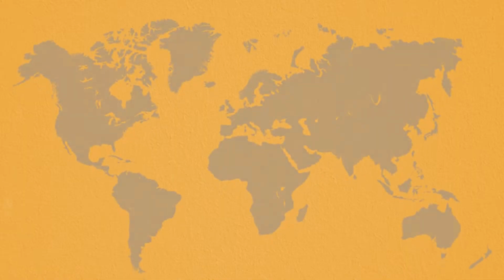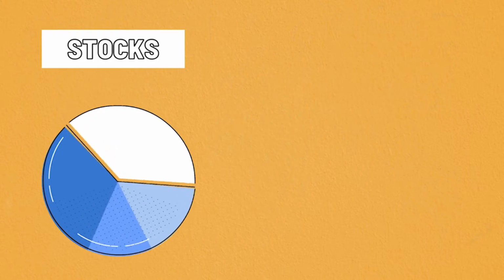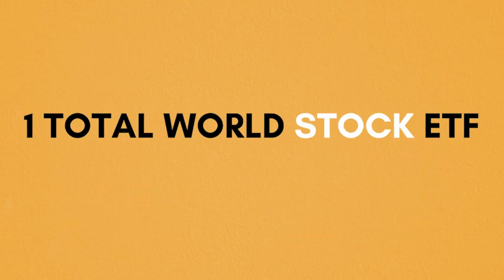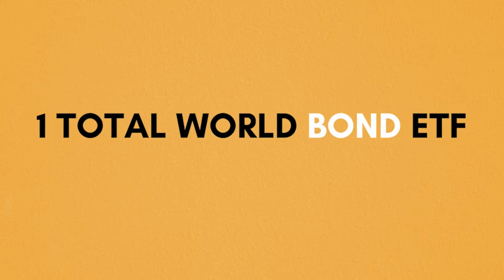My name is Nakul and today's video is going to be all about the 2 ETF portfolio. Yes, you heard that right. We're going to go through a complete globally diversified portfolio of stocks and bonds made of just 2 ETFs. One total world stock ETF and one total world bond ETF. This isn't a portfolio for right now or for the next 5 years. This is a portfolio for all ages and all stages of an investor's life.